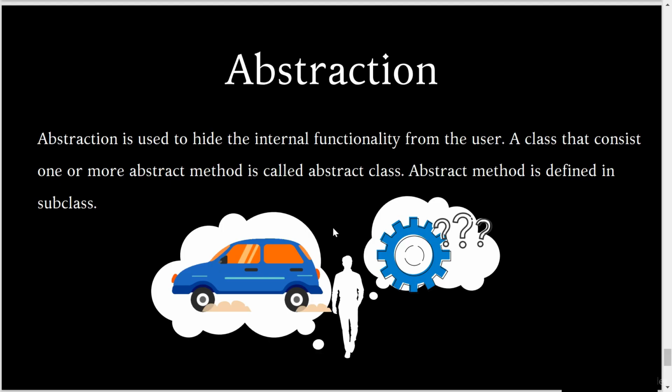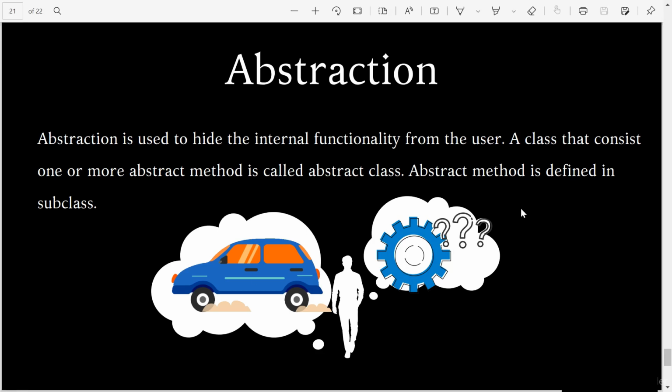Abstraction is used to hide internal functionality from the user. The user can know what a function does, but they don't know how it is working. For example, take a car. We know how to drive a car, but we don't know how it moves. The internal functionality we don't know.